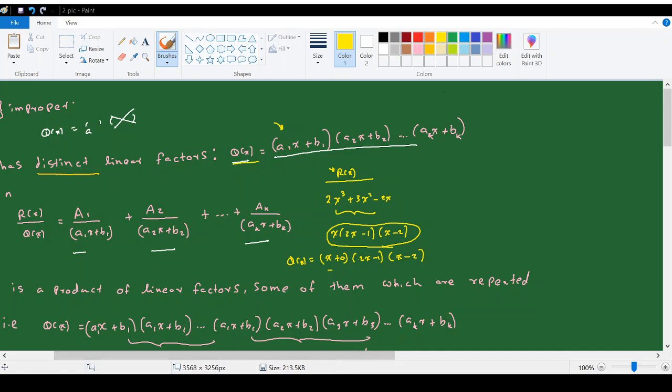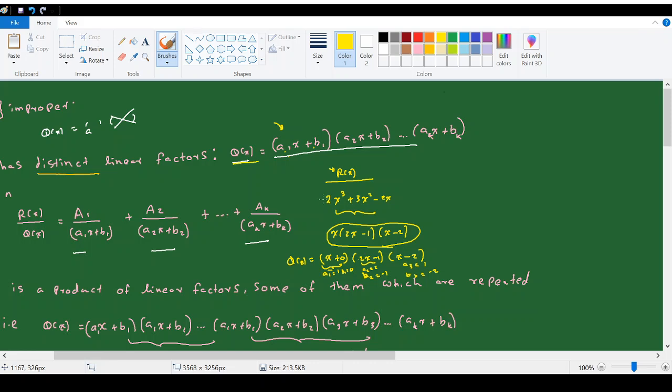Okay, and then from this first category itself, here we can relate this a1 and b1 to the first term of the product. So a1 is equal to 1, b1 is equal to 0, and this one a2 is equal to 2, b2 is equal to negative 1. Here a3 is equal to 1, b3 is equal to negative 2, right? So we have a direct relationship with this general format in our mentioned Q(x).